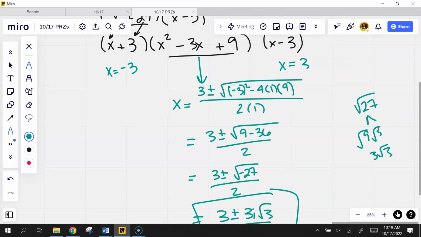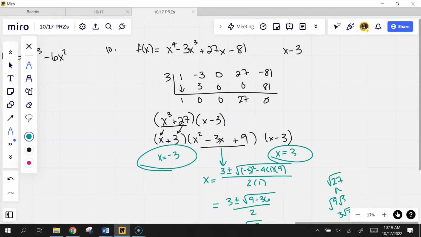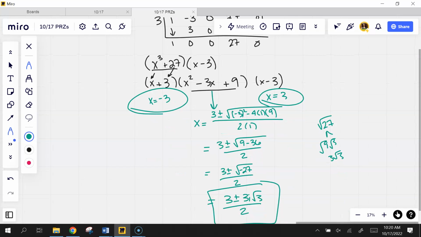How many solutions is that? 2. Plus 2 more, which gives me how many solutions? How many was I supposed to get? Those are zeros. Zeros are 3, -3, and that.